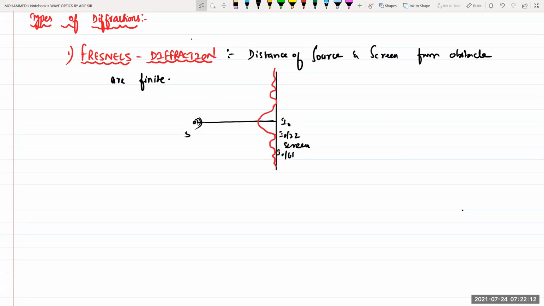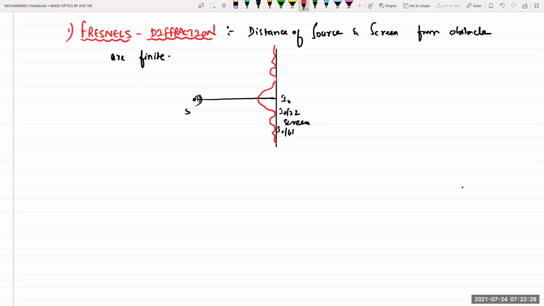So what is Fresnel's diffraction? I may ask you for a 2-mark question in your board examinations. Fresnel's diffraction is nothing but, if the distances of the source and the screen from the obstacle are finite, such type of diffraction is called Fresnel's diffraction. Is that clear?